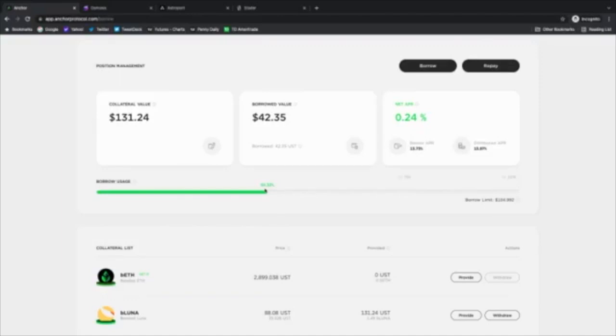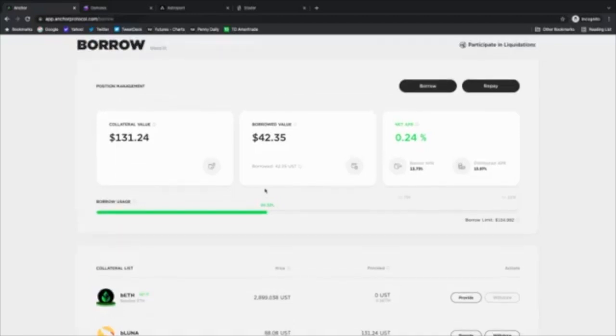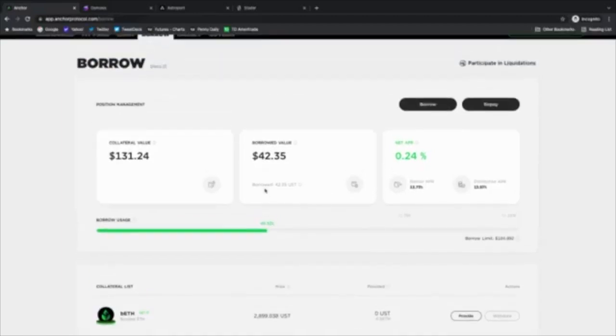Yeah, which you basically do not want to do is you don't want to loop it in such a way that you don't have any sort of cash left to cover your loan. So let's say Luna goes from, I don't know, $100 down to $50 for some reason. If you don't have UST sitting around, then you don't have any way to lower your loan to value ratio, right? That's the first problem.